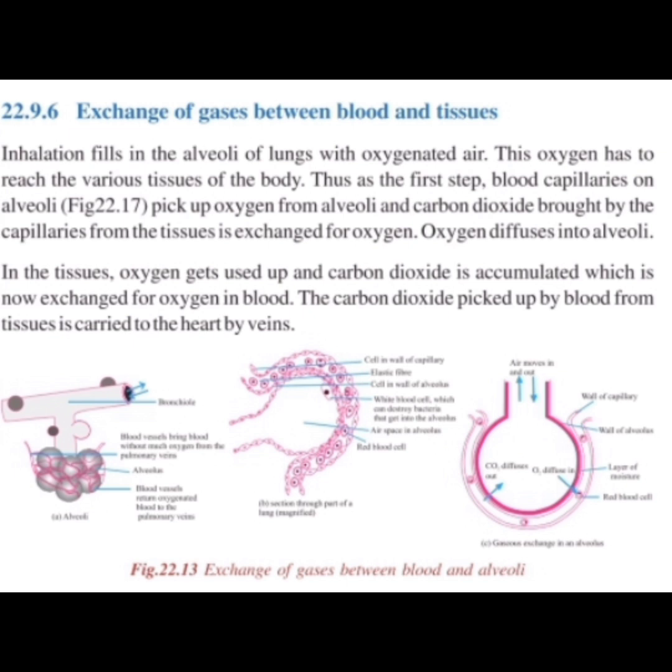Then elastic fiber, there are some elastic fibers in our lungs. Then cells in the wall of alveoli. So this is the alveoli, then these are the cells around the alveoli. Then white blood cells which can destroy bacteria that get into the alveoli.